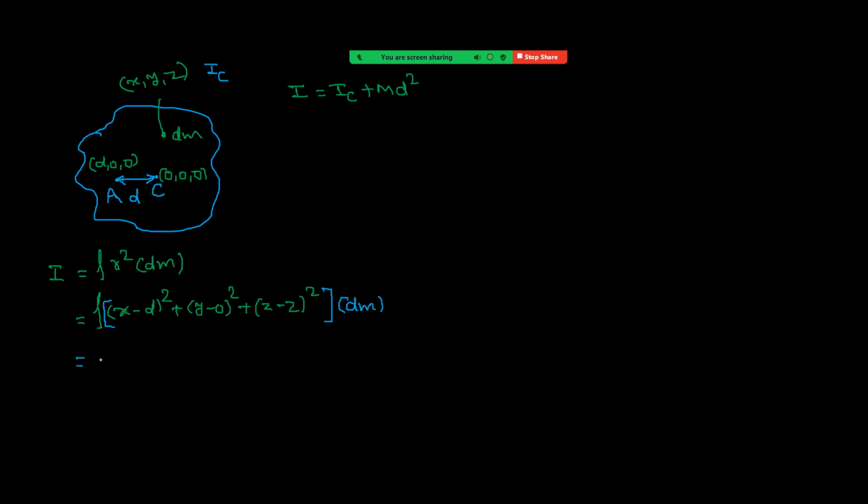Right. Now remains the calculation part. Expand this: x square plus d square plus y square minus 2xd into dm. Now in this, I am taking integration of, see, d square is a constant. I am taking d square outside, integration of dm.